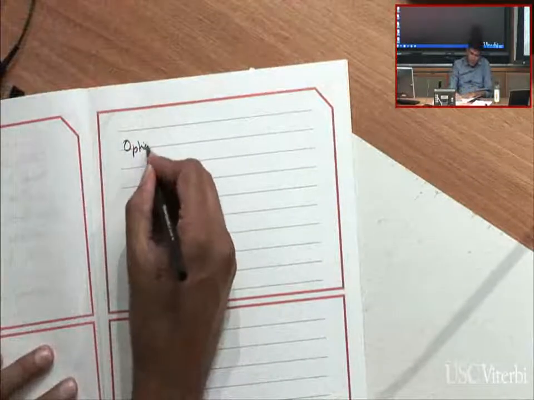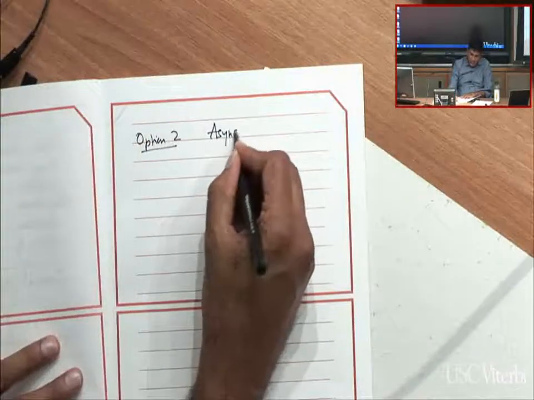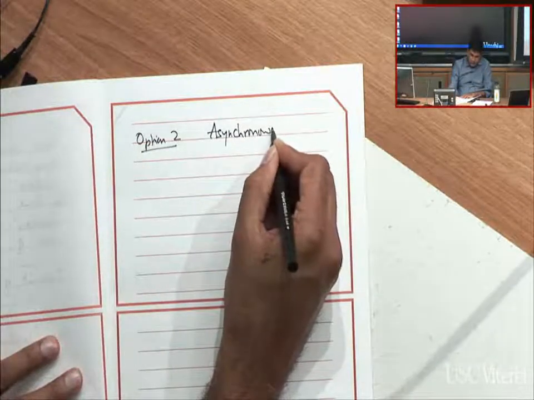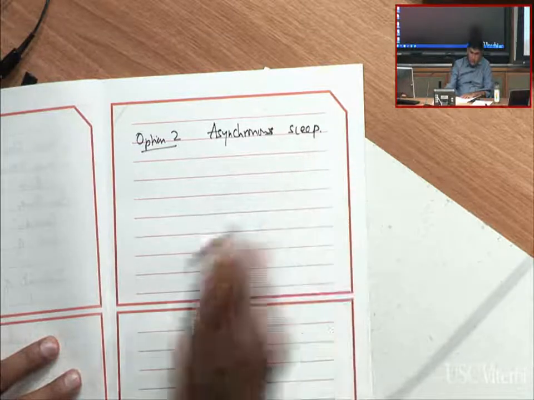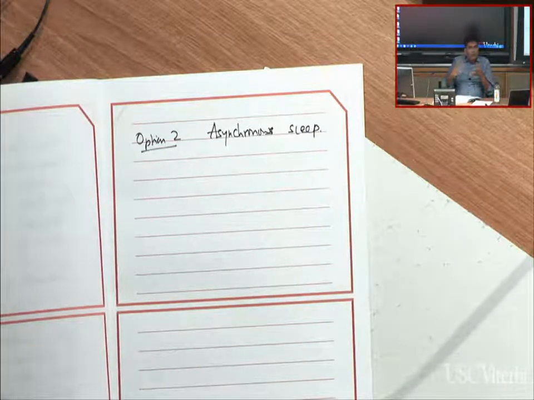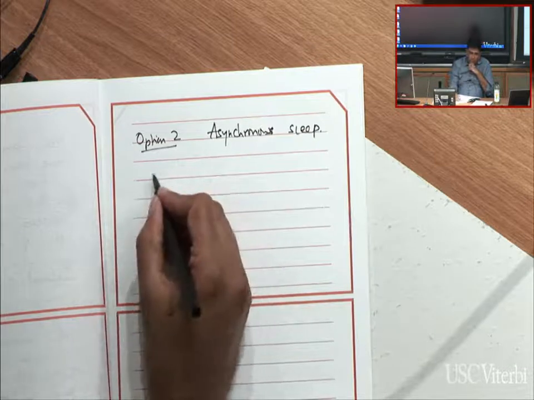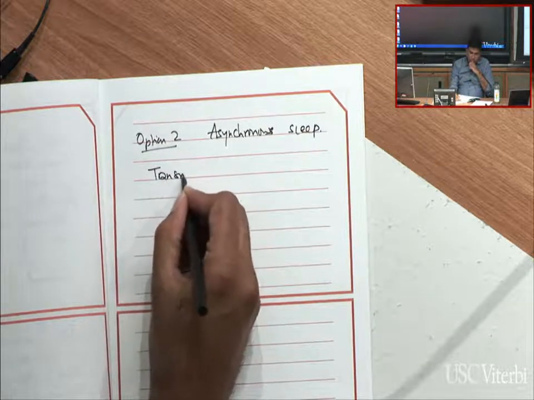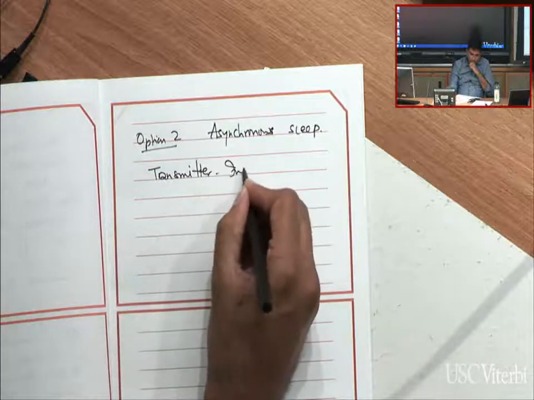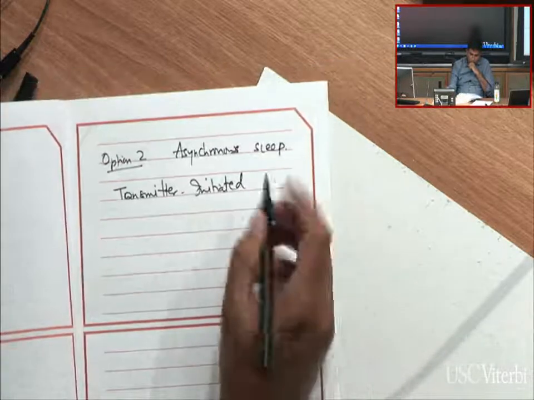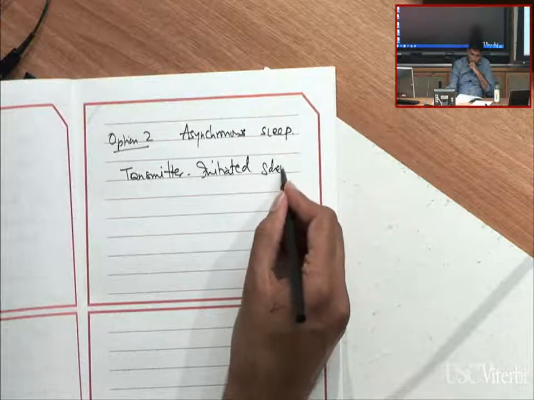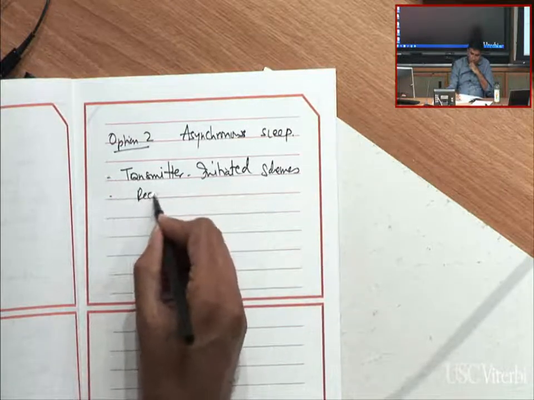So the second option is called asynchronous sleep. So the idea is that they can sleep whenever they want. They don't need to have pre-published or agreed upon when they're going to wake up. But you still want them to be able to communicate and catch each other at the right time so that they can send data to each other. So there are broadly two ways of doing this. One is called transmitter initiated. And the second is called receiver initiated.